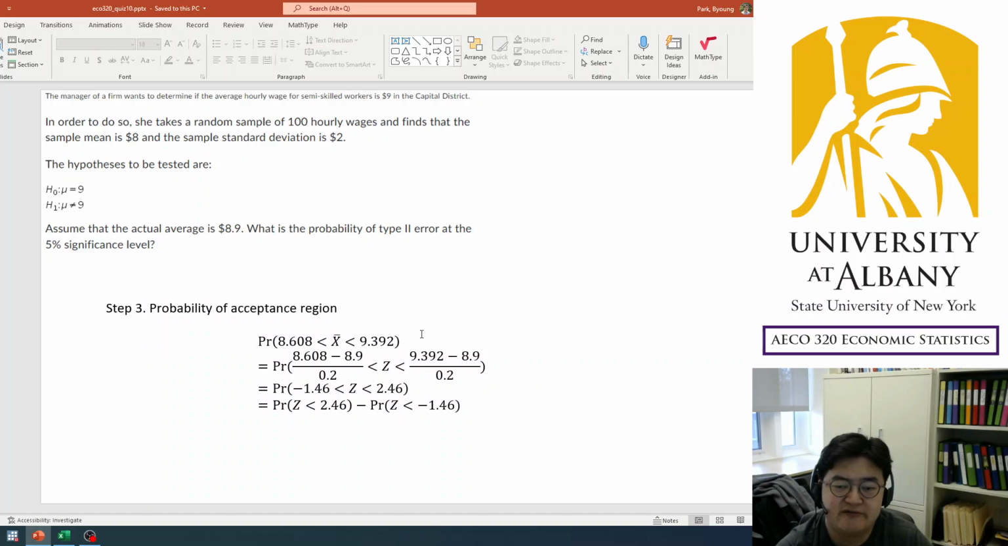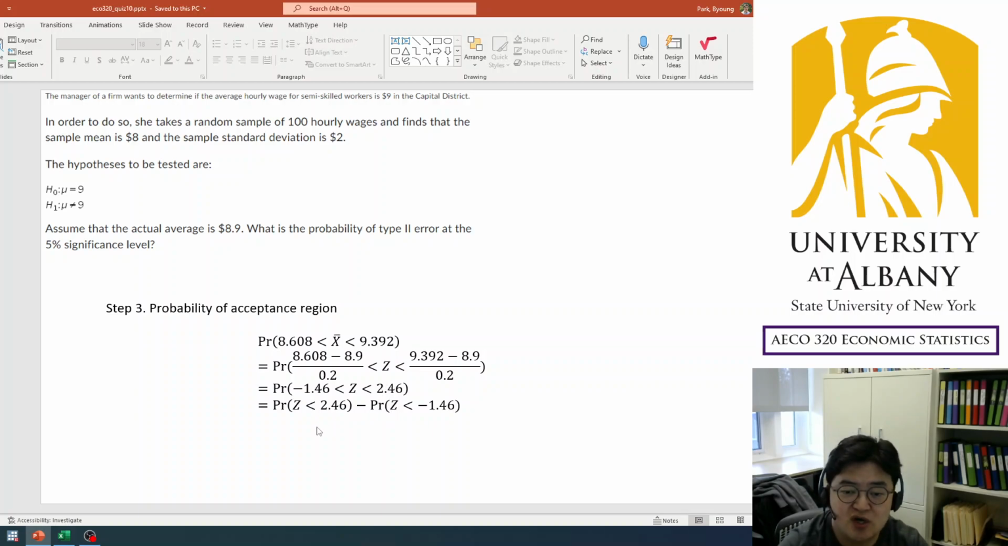So you are going to calculate the probability of not rejecting the null hypothesis, right? So you don't reject the null hypothesis if x bar, the sample average, is in between these two numbers, the critical values. We need to standardize x bar into standard normal distribution z, and to do that we use the mean 8.9 and standard error 0.2. So standardize the critical values, and you will get minus 1.46 and plus 2.46.